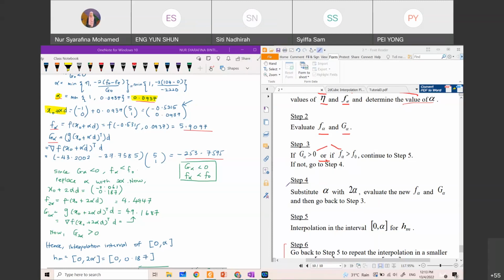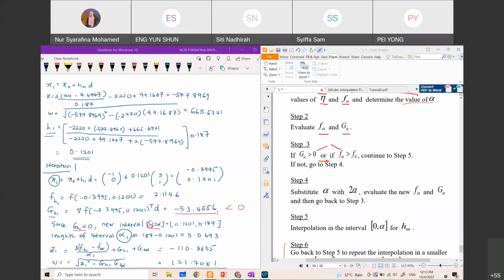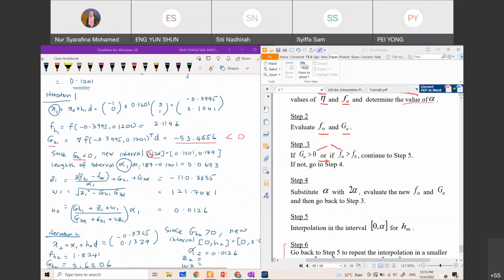Anyone has question? Understand or not? When can we use alpha or 2 alpha? That one depends on your iteration. Just like this one, in iteration 1, since GH1 is less than 0, we choose 2 alpha here. Actually, it is alpha, but we choose 2 alpha. 2 alpha, then just multiply with 2.